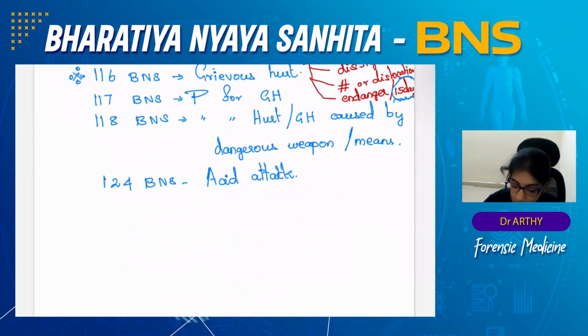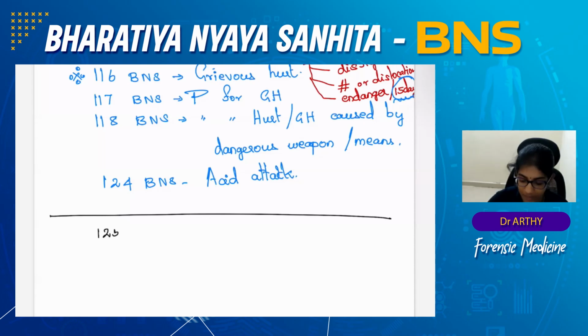So let's continue with 125 BNS. 125 BNS talks about punishment for rash and negligent act.